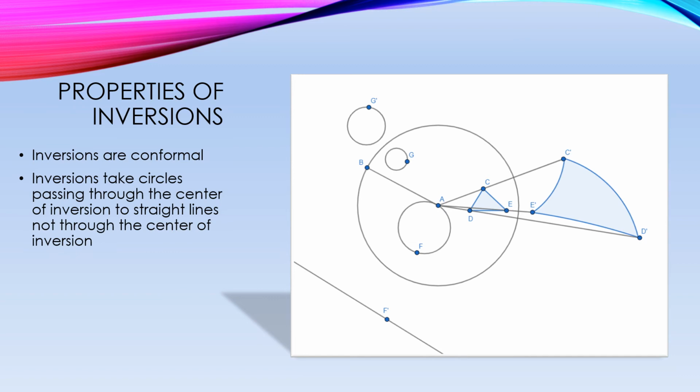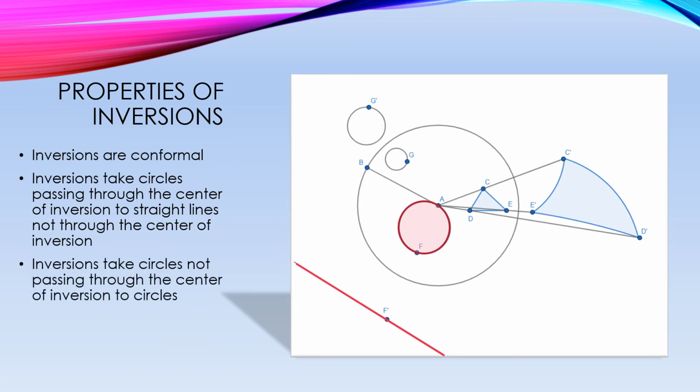Inversions also take circles passing through the center of inversion to straight lines not through the center of inversion. So if you look at the circle that includes point F, you'll see that the inversion has taken that circle to the line that includes the point F prime. Inversions also take circles not passing through the center of inversion to circles. So if you look at the circle that includes the point G, that circle has been taken to the circle that includes the point G prime.